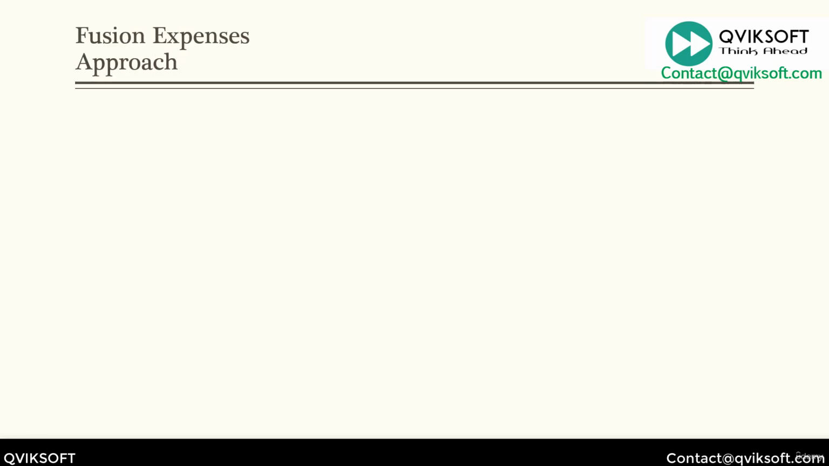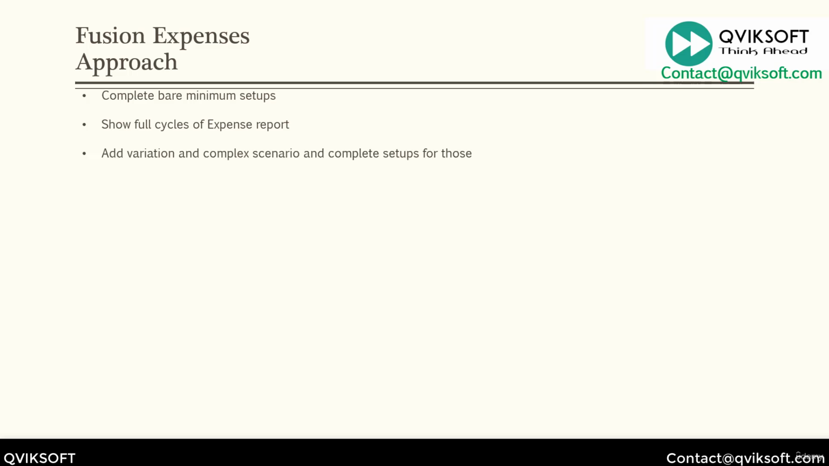Now, the approach which I'm taking for this expenses training is slightly different from other modules. What we're going to do here is complete the bare minimum steps. Basically, all the setups which are minimum required, we'll do those, and then we'll complete one full cycle of an expense report, so that you understand that by just doing these few setups, I can go all the way from A to Z, finish all the setup and see everything in action. Once this is done, our first step is ticked. Then we'll go on to add variation and complex scenarios and see the complete setup for those as well.